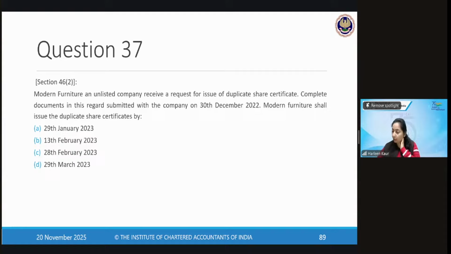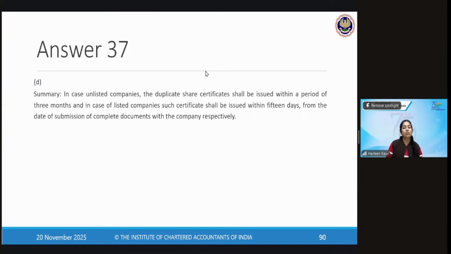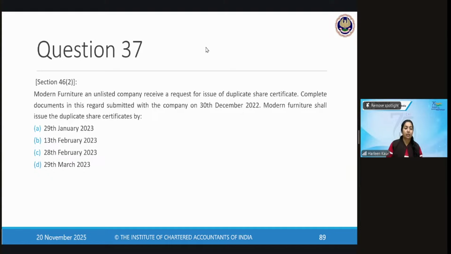And then be ready to answer my questions related to buyback of securities that I'm going to ask you. All right, for this, the correct answer is D, because duplicate certificates shall be issued in 3 months, and within 15 days if it is a listed company. So, D is the correct answer.